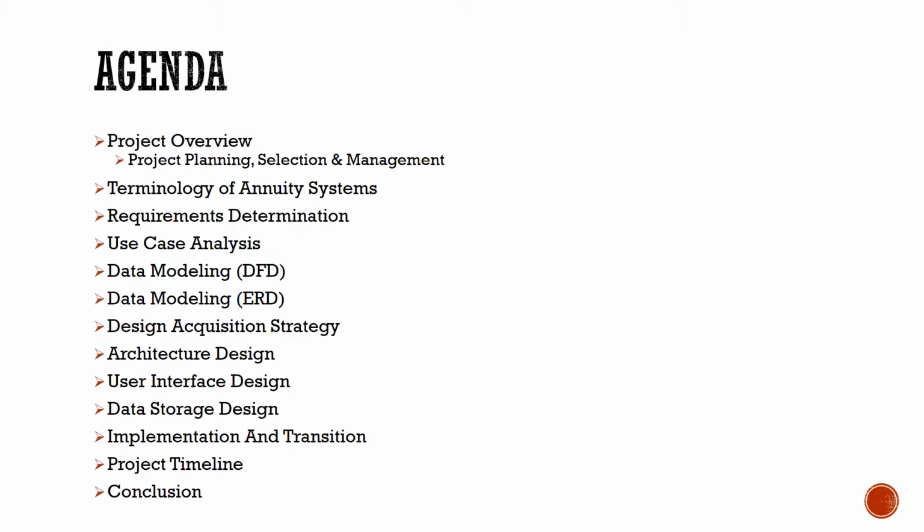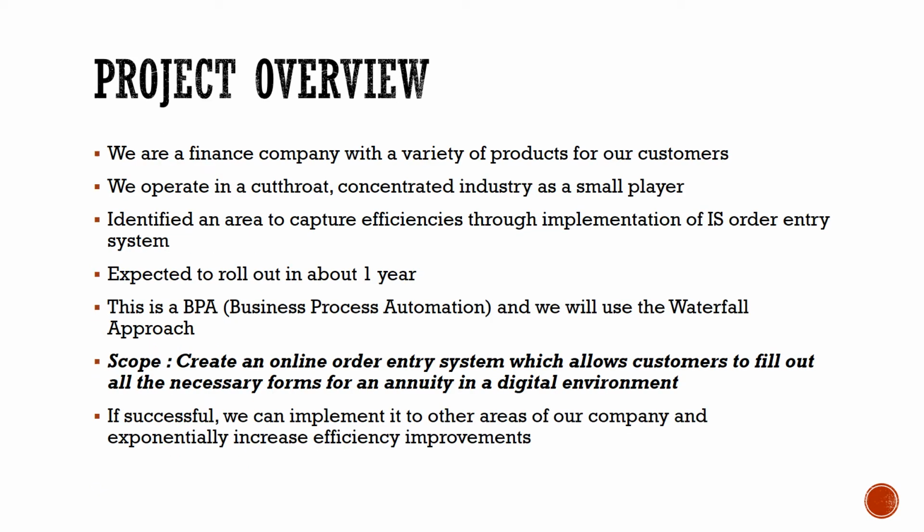So just a quick recap about what we're going to go over today. We're going to touch on the project overview a little bit, and then just shore up some terminology that we're going to be using. We're going to go over requirements determination, use case analysis, our data flow diagram, our entity relationship diagram, our design acquisition strategy, our architecture design, the user interface design, data storage design, the implementation piece and how we transition, and then we're going to wrap it up with a project timeline and our conclusion.